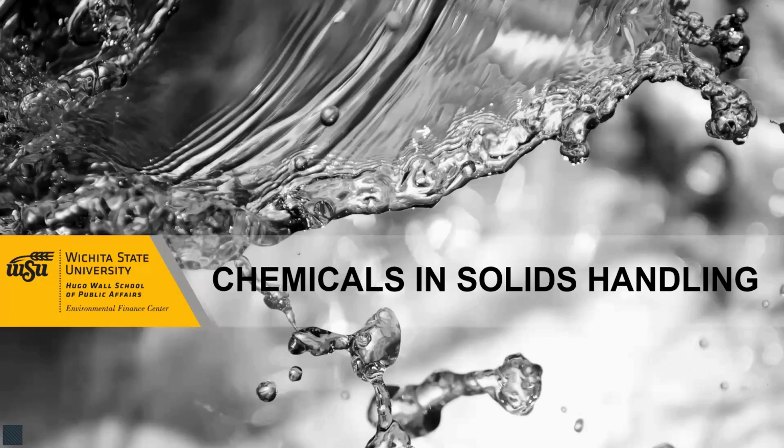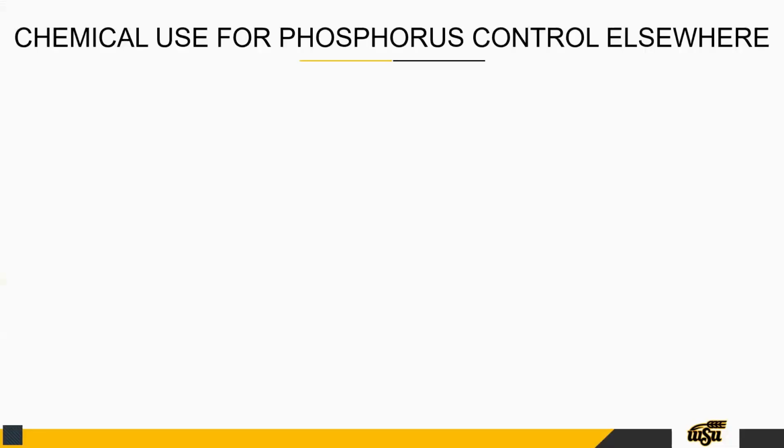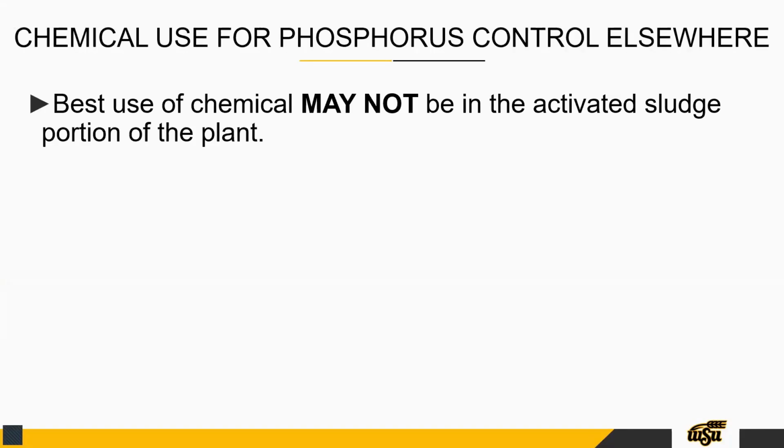Finally, I want to move to chemicals and solids handling. Why do I want to talk about this? The best use of chemical to prevent high phosphorus levels in your discharge may not be in the activated sludge portion of that plant. So that diagram I showed you with all the dosing locations, that may not be where you actually want to dose.